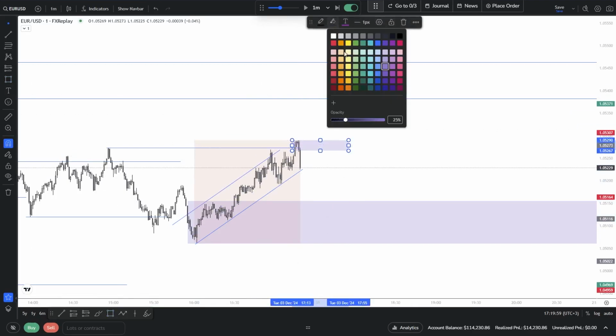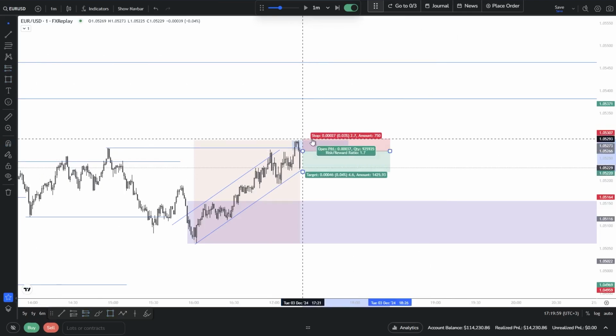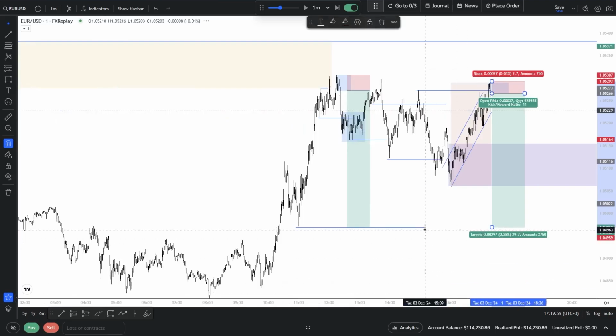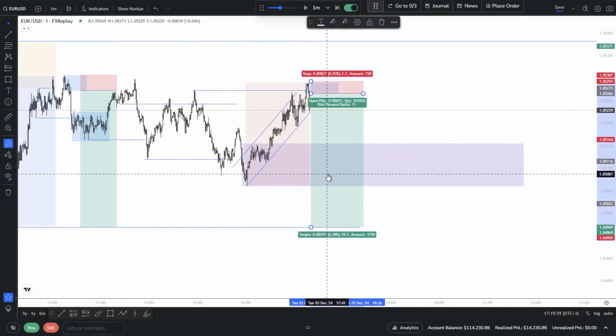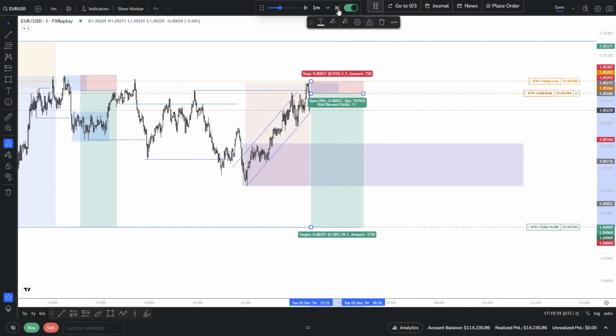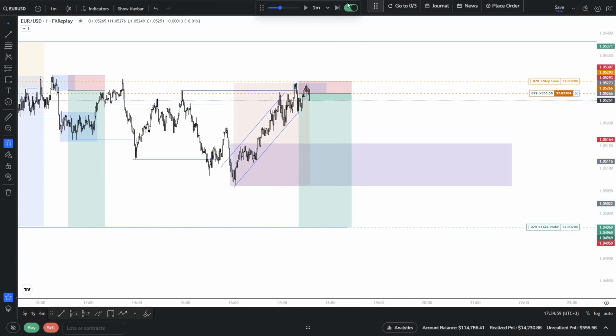I'd like to take this on. Give me a nice limit, 2.7 pips, 11-hour trade. What else do I need in this day, right? Place order, save. Okay, good.